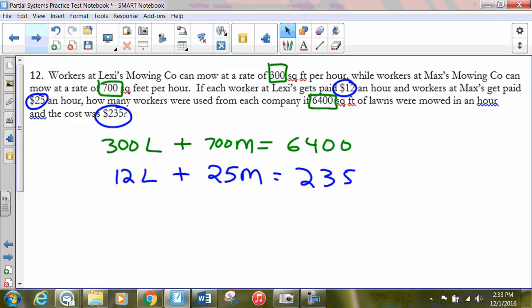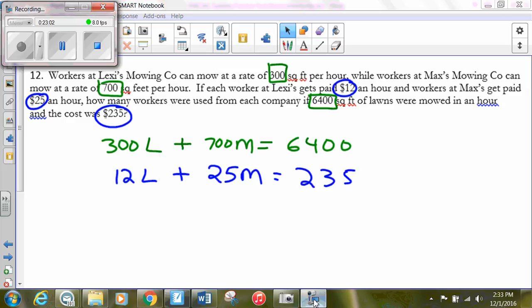Hold on, and let me see if I can pause one second because the student is here, and I'm hoping I can pause.